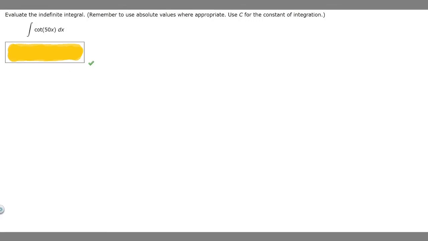So in this problem, we're told to evaluate the indefinite integral. Remember to use absolute values where appropriate, and use c for the constant of integration. So we're given the integral of the cotangent of 50x times dx.